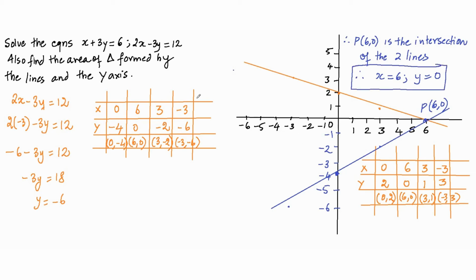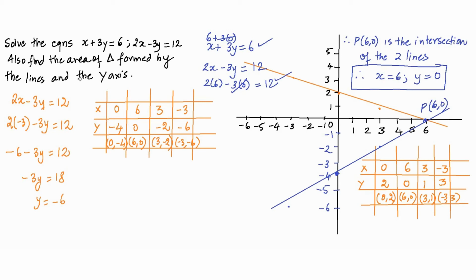Right? And now let's see if this is really true, by the way. x plus 3y is equal to 6. Let's substitute 6 and 0. So 6 plus 3 into 0 is indeed 6. So it satisfies the first equation. And 2x minus 3y is equal to 12. So 2 times 6 minus 3 times 0 is equal to 12. So 12 equals 12 and it satisfies the second equation. So x equal to 6 and y equal to 0 is a valid solution.